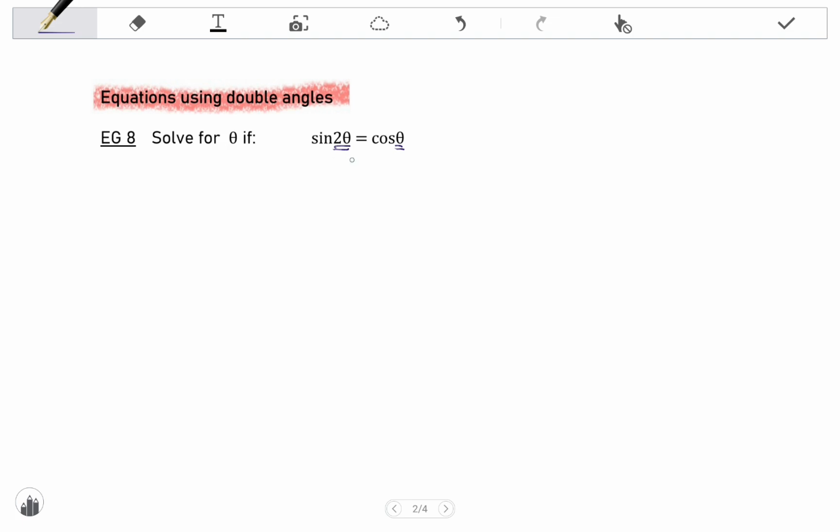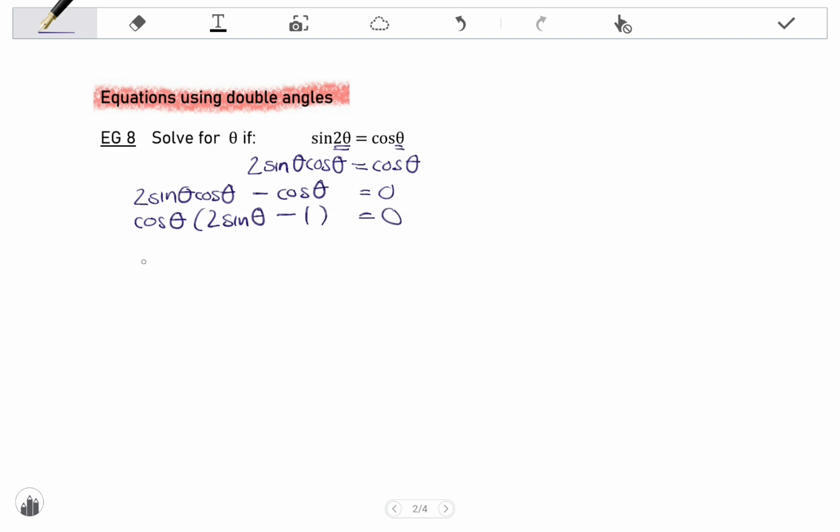Okay, so I have a sine double angle here. So I'm going to expand, and I have 2 sine theta cos theta equals cos theta. So now I have a trig equation with a sine and a cos. There are different options available to me with these types of equations. The first thing I want to try to do is see if I can factorize. To factorize, I need 0 on one side, so I bring everything to the other. So I subtract cos theta. Looking at this, I can indeed factorize because I have a common factor of cos theta.